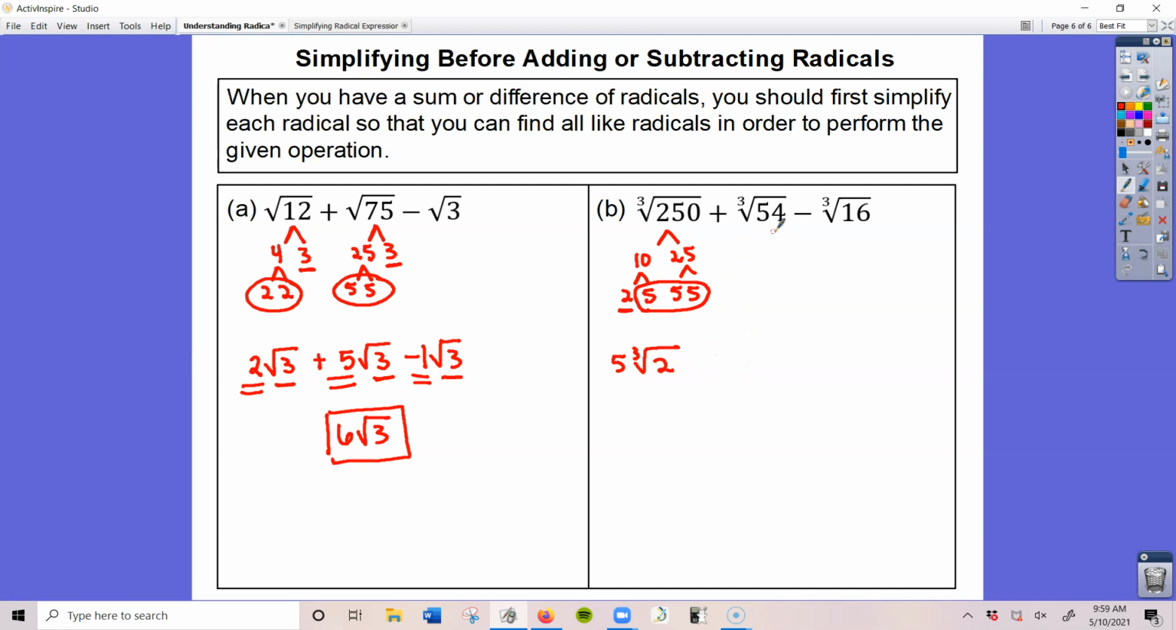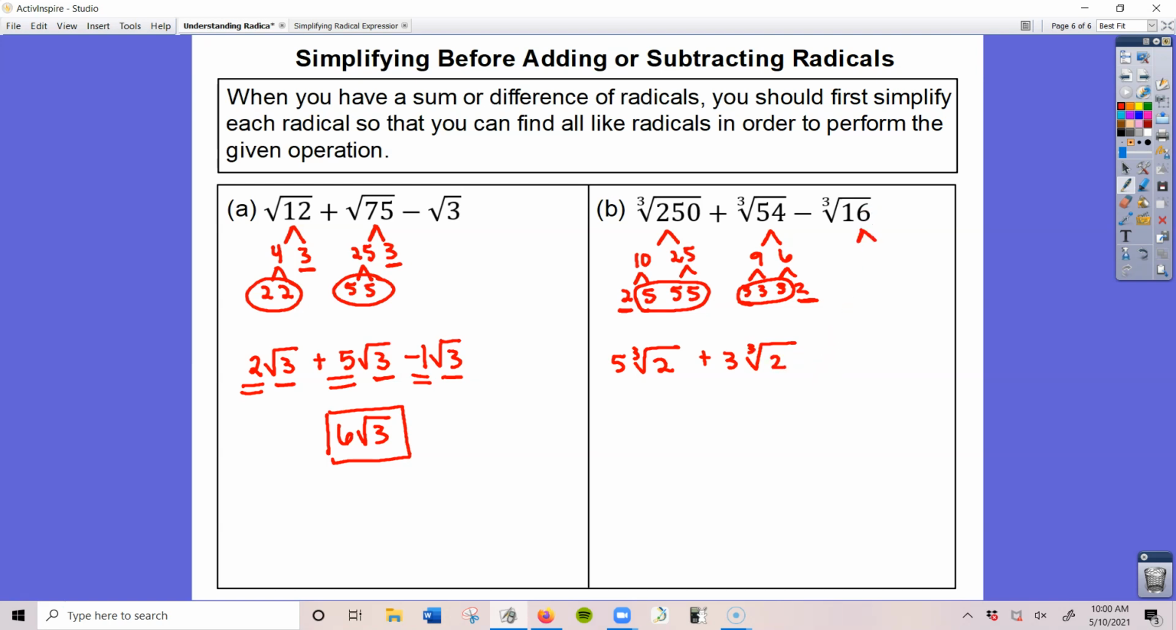Now let's look at the next one. We have the cube root of 54. 54 is when you multiply 9 and 6. The 9 can be broken down to 3 and 3, and the 6 can be broken down to 3 and 2. So here's my 3 identical numbers, and this 2 will have to stay inside. So this will be plus 3 cube root of 2.